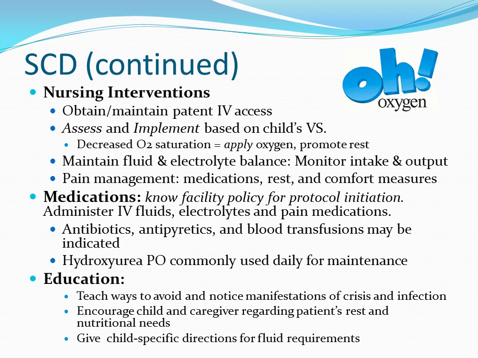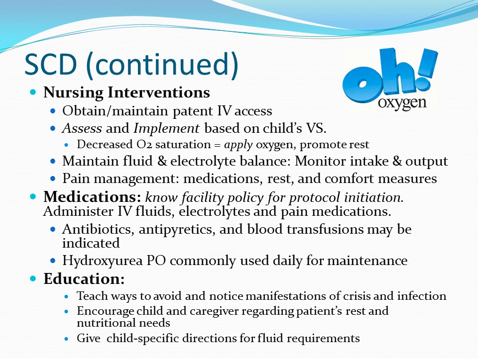As far as nursing interventions go, you want to obtain and maintain patent IV access. You want to assess and implement based on the child's vital signs. For example, decreased oxygen saturation means apply oxygen and promote rest. Maintain fluid and electrolyte balance. Monitor their intake and output. Pain management is key. You want to have available medications. You want to promote rest and comfort measures.